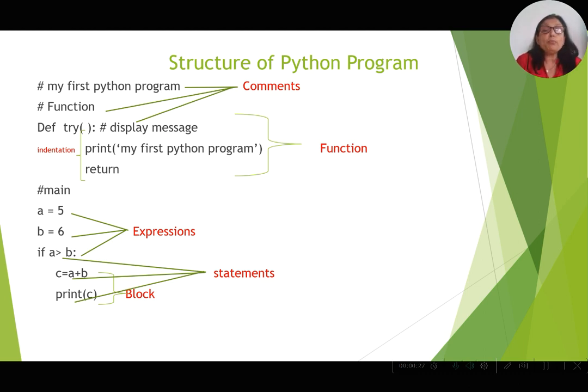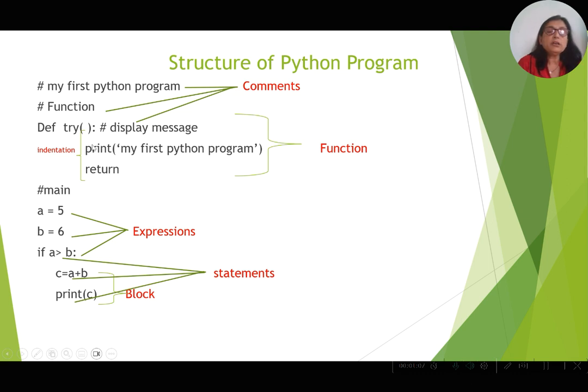The components of the structure of Python programs are comments, functions, expressions, statements, blocks, and indentation. First is comments. We can give comments in different ways: to explain the code of the entire program, for a particular block, or for a particular statement. Let's see. First one, my Python program. That's the first comment. How do you identify it? The line starts with the hash sign.